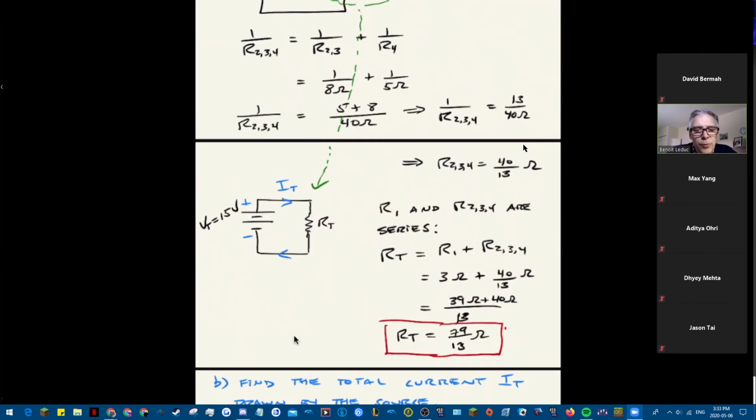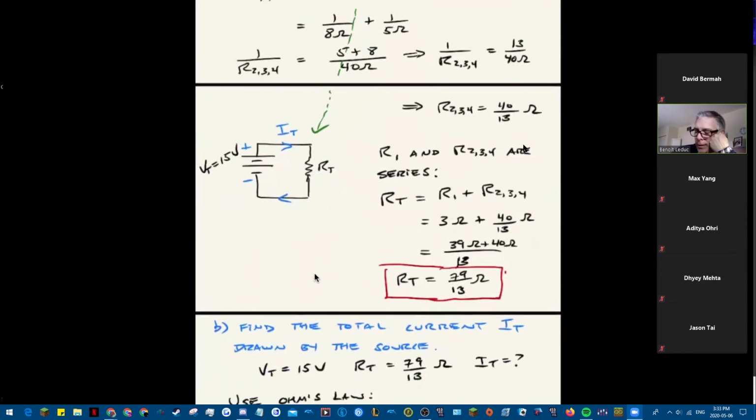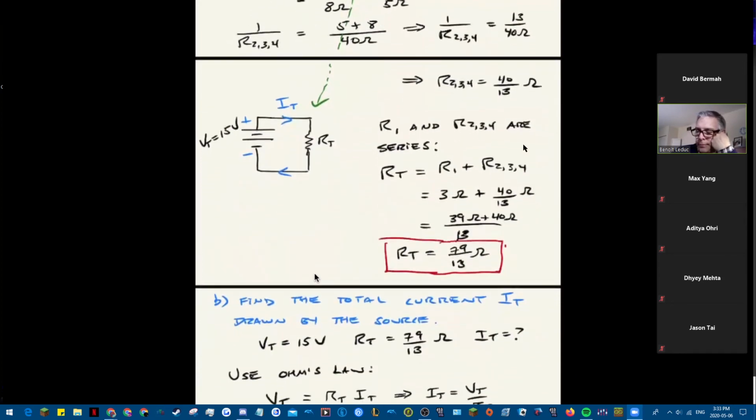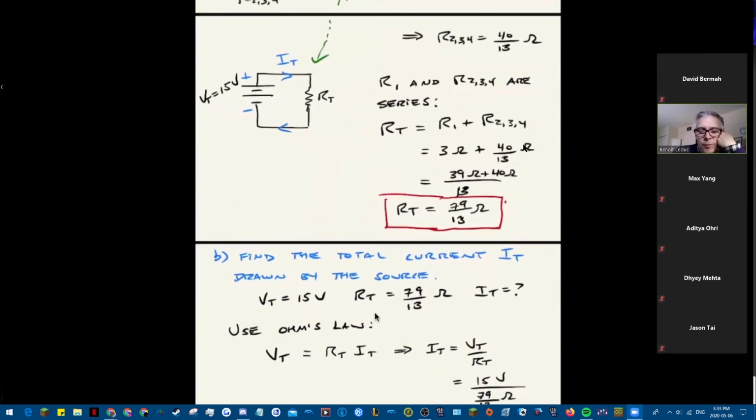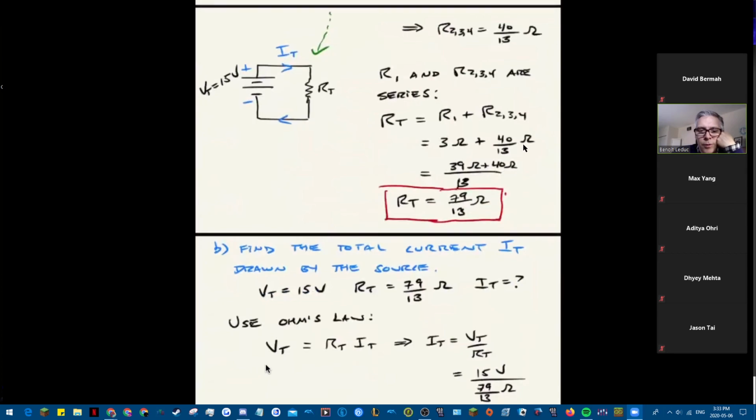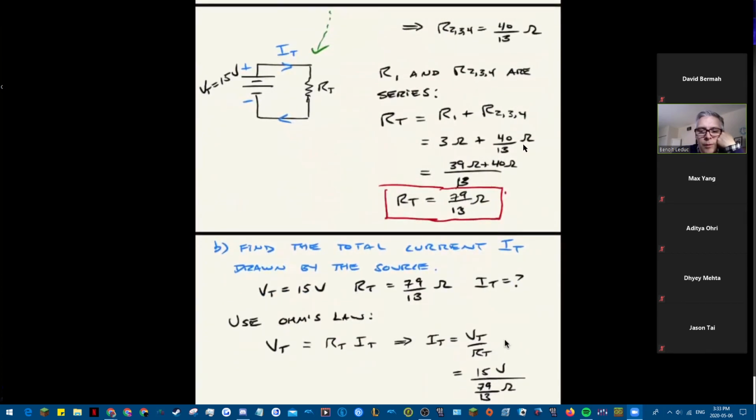Well, what you do here is you just use Ohm's law. Ohm's law relates the voltage across the resistor, which is 15 volts. This is the total voltage, the voltage of the source, VT, is the total voltage. So you have the total voltage, you have the total resistance, you're looking for the total current, then you just use Ohm's law.